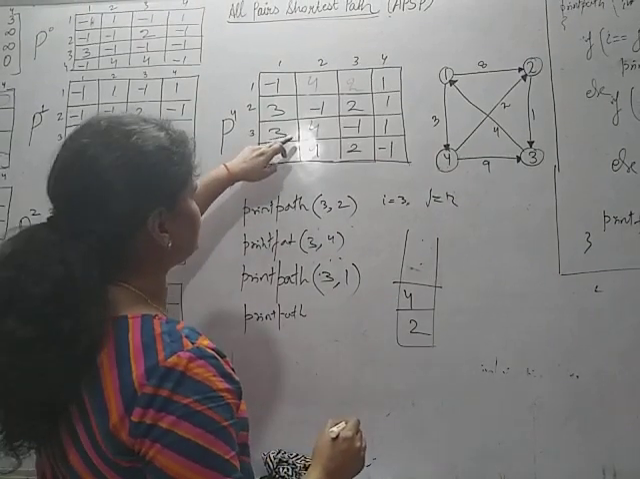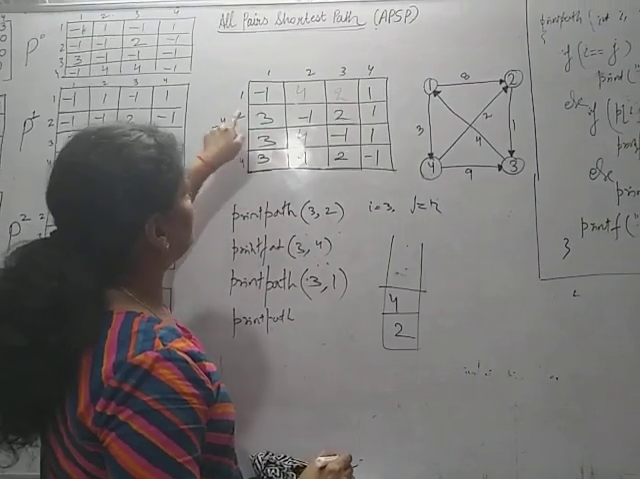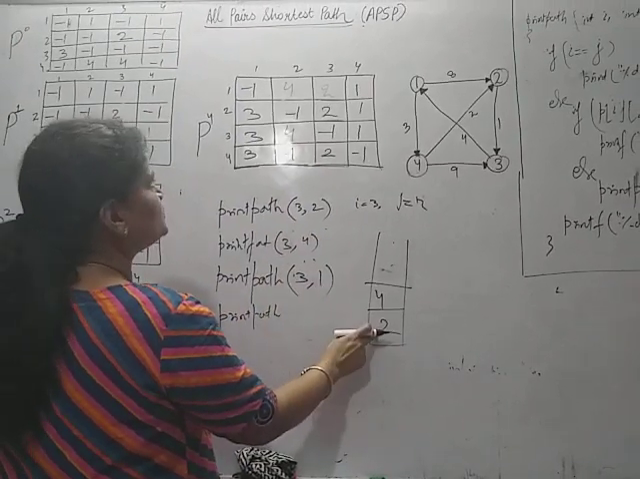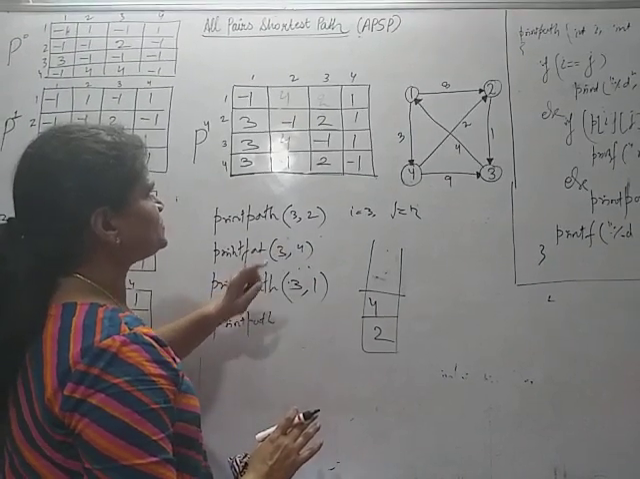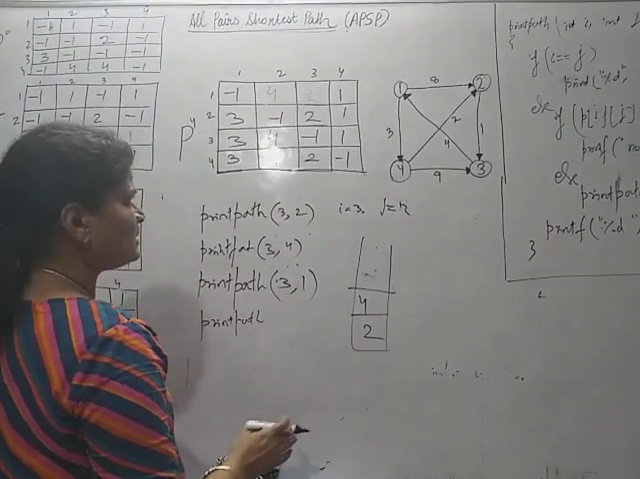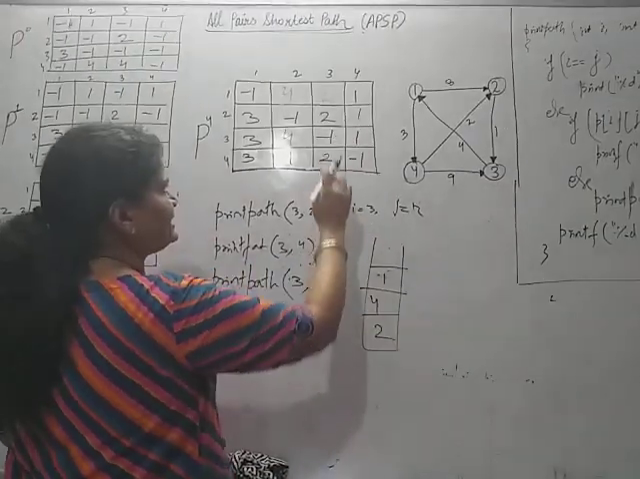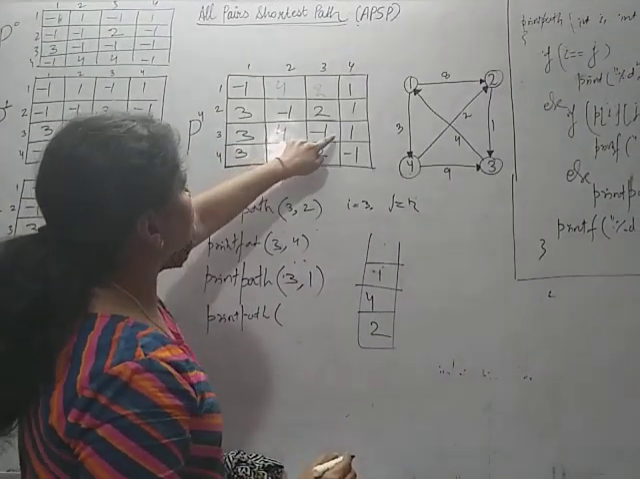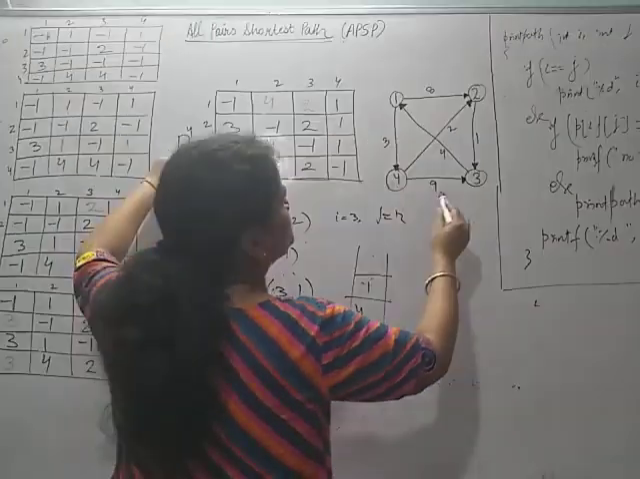Sorry, just here 3, 2, the entry is 4, so it will call 3, 4. See, the 3, 2 entry is 4, so 2 is pushed and 3, 4 is called. 3 is not equal to 4, so it will call 3, 1. Now 1 is pushed, and the entry will be called with 3, 4. Some entry is wrong here, but just see what is the shortest path from 3 to 2.